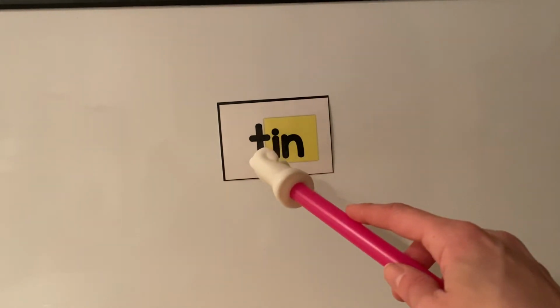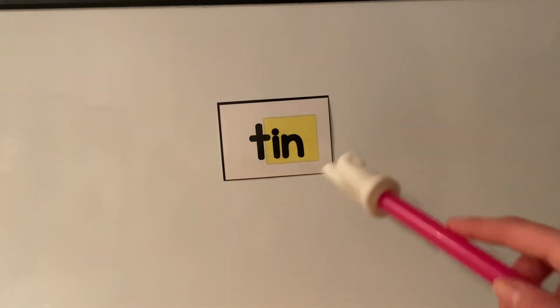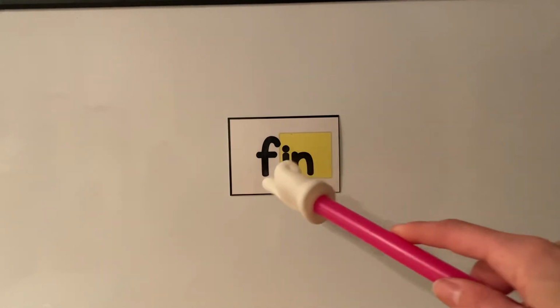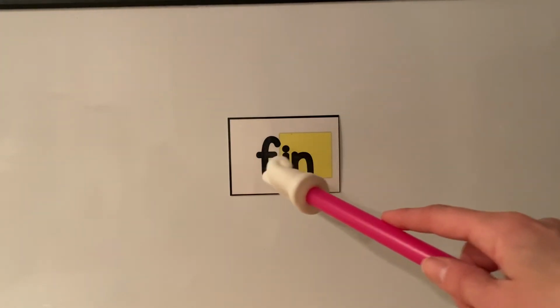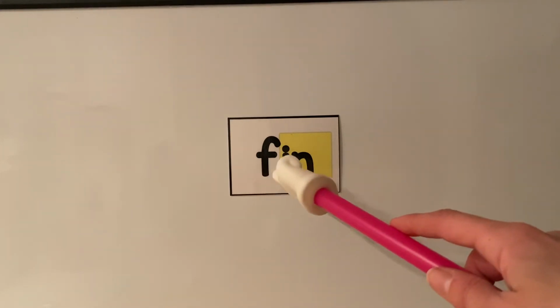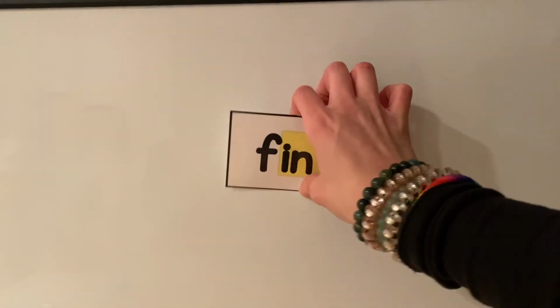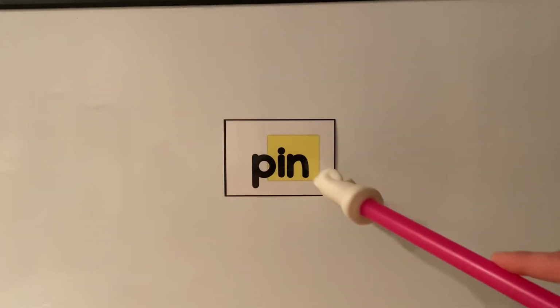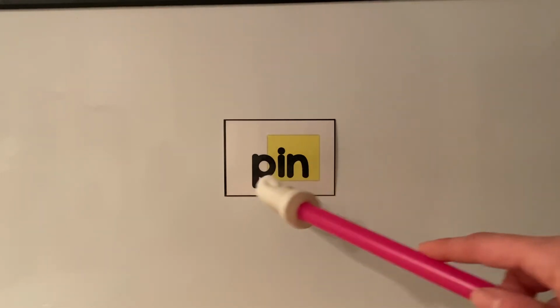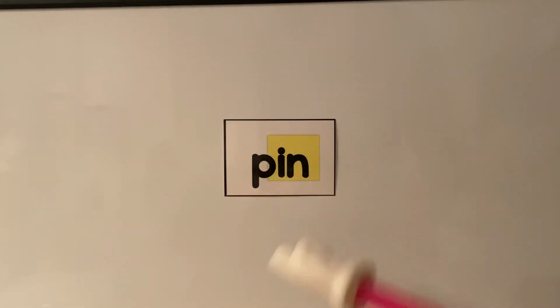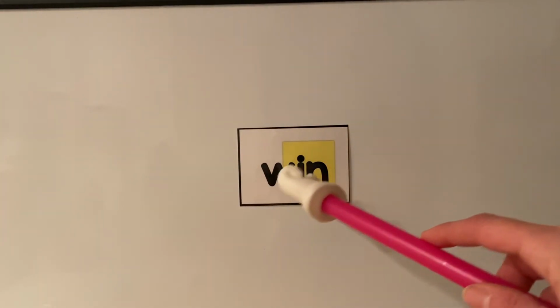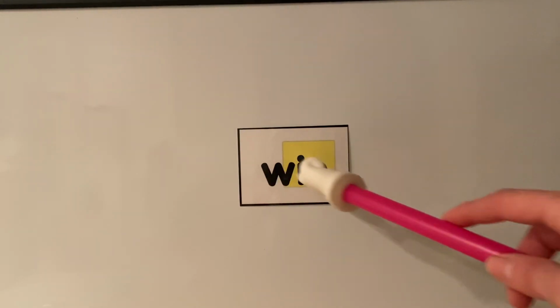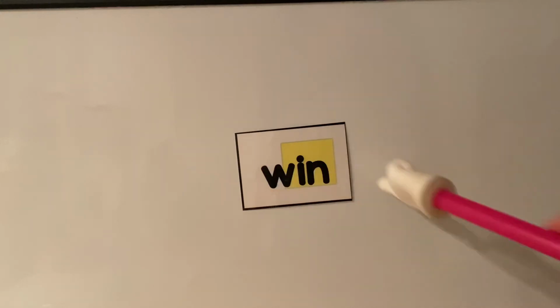T in tin. T in tin. How about this word? F in fin. F in fin. Three more. Halfway there. P in pin. P in pin. W in win. W in win.